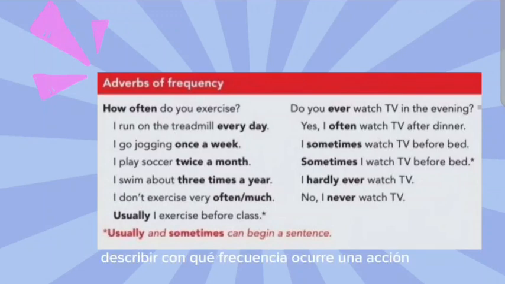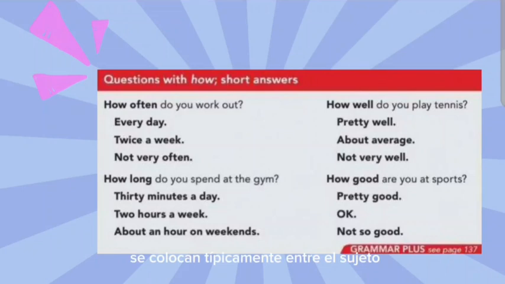Adverbs of frequency describe how often an action occurs. Common examples include always, usually, often, sometimes, rarely, and never. They are typically placed between the subject and the verb, except when using the verb to be, where the adverb follows.